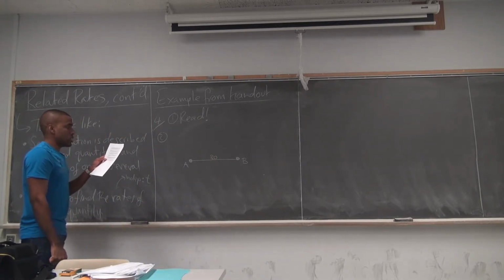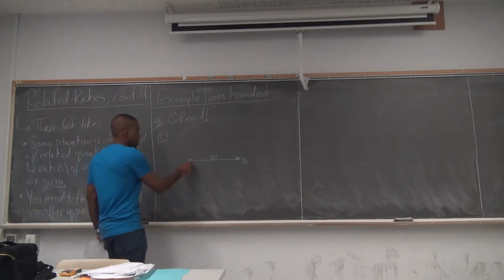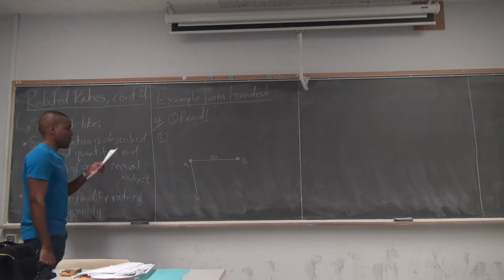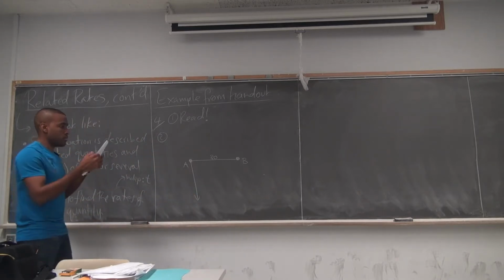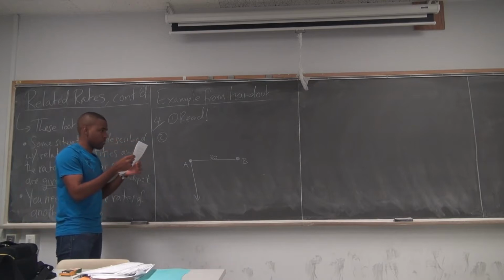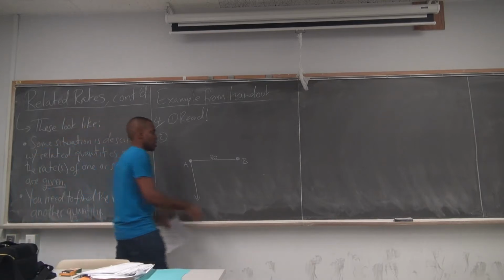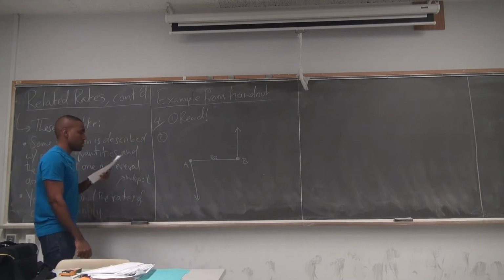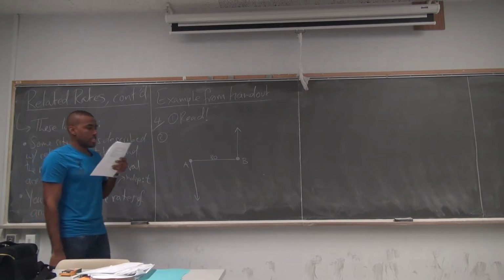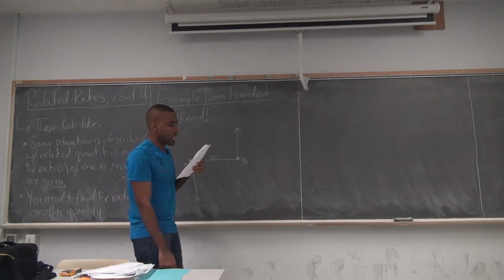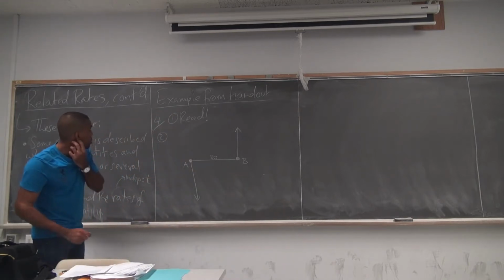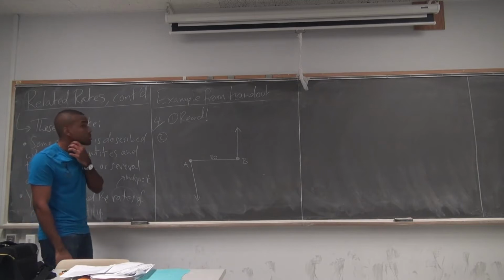Now it says ship A sails south. So from this, it starts moving south, and it starts moving south at 20 miles per hour. Ship B sails north at 10 miles per hour. So ship B starts going up 10 miles per hour. Okay. How fast is the distance between the two ships changing at 2 p.m.? So from this picture, what would be the distance between the two ships? 80.